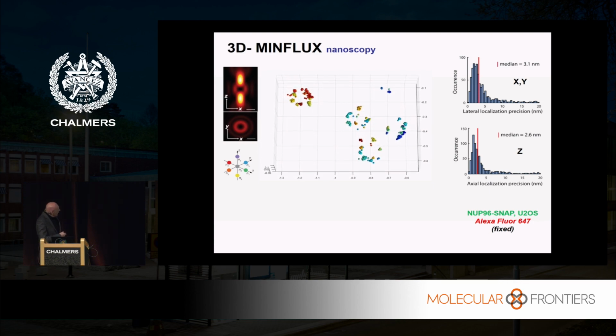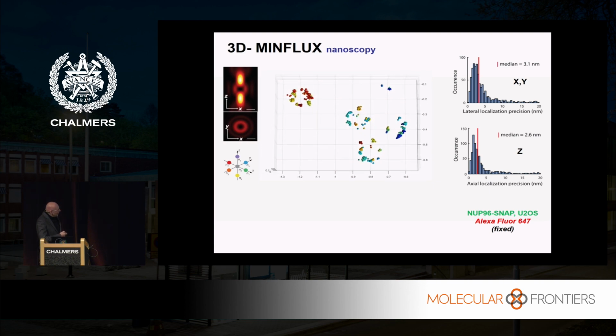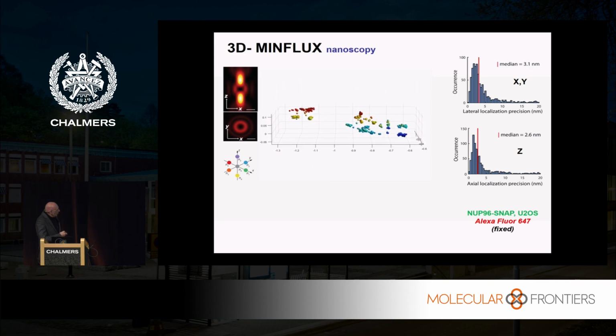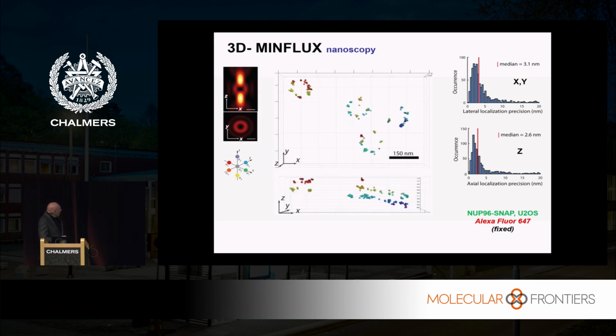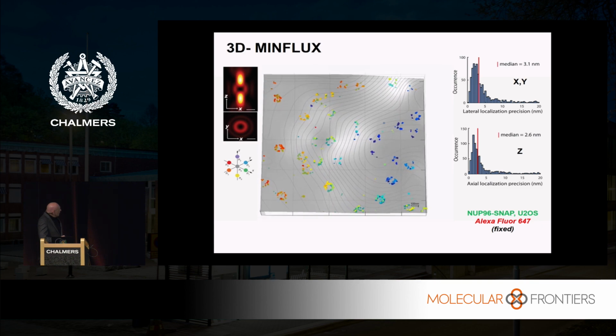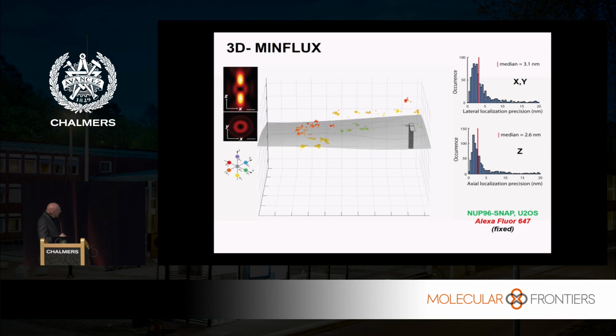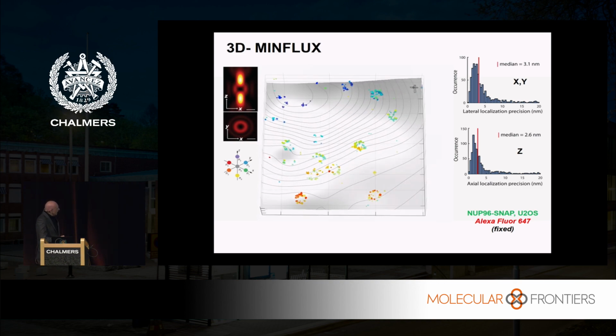The color encodes height, by the way, but you see the impression of height in Z very, very clearly. Again, the Z resolution is as good as the X and Y. You see here, 2.6, 3.1. This is another rendition in 3D. So this is a nuclear envelope, and it's showing again that this is true 3D data.